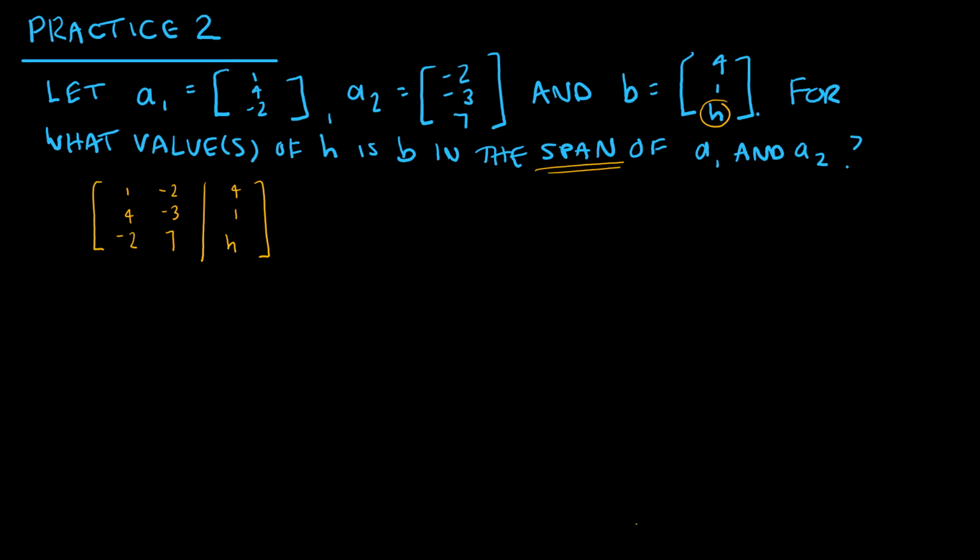So again, I'm going to use this abbreviated notation and just tell you what the row operations are. My first row is going to remain exactly the same. My second row, I'm going to take negative 4 times row 1 plus row 2, so that's going to give me a 0 here, a 5 here, and a negative 15 here. I also want a 0 where my negative 2 is, so I'm going to take 2 times row 1 plus row 3, which gives me 0, 3, and 8 plus h.